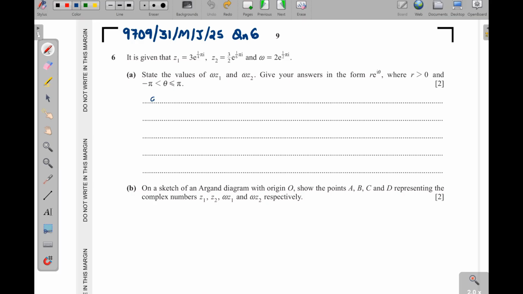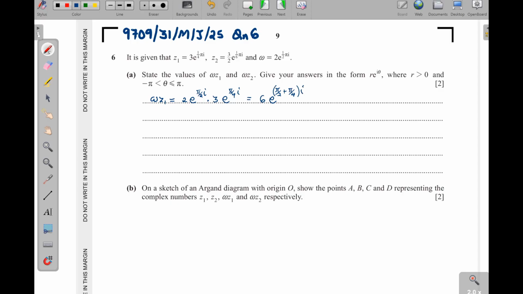So omega z1 is going to be equal to, omega is 2, then e to the power of pi over 2 i. Then we are multiplying by the z1, which is 3 here, then e power pi over 4 of i. So from here, 2 times 3, that is a 6. Then here e, we shall have to add these powers. Remember, these are indices. So if we are multiplying the same bases, we add the powers. Then plus pi over 4. This one will be that.